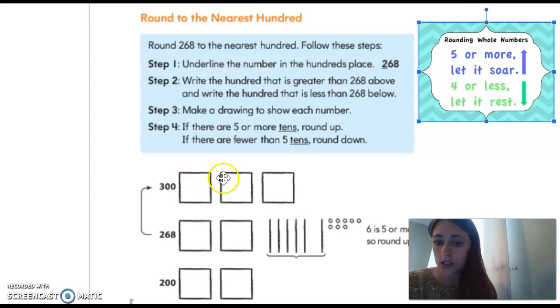Okay, so make a drawing to show each number. So 300, I have my quick hundreds, 3 of them, because it's 300. Okay, and then 200. And then I drew my quick hundreds, quick tens, and quick ones that matched my number of 268. Step number 4, if there are 5 or more tens, round up.